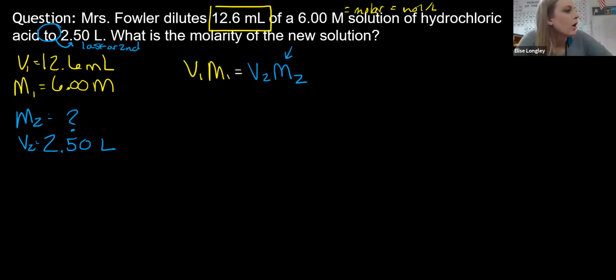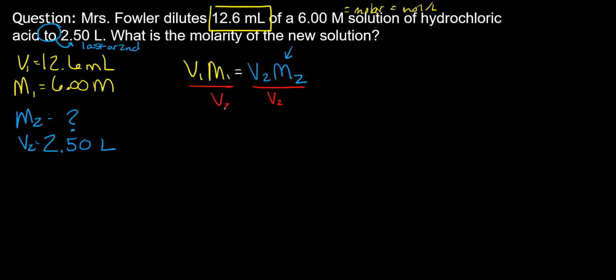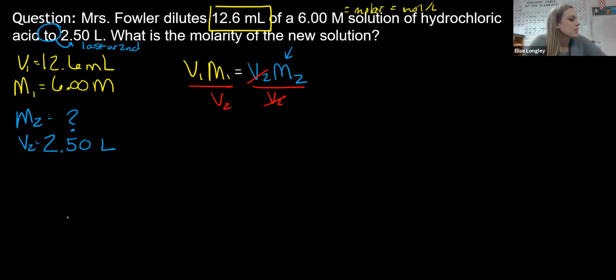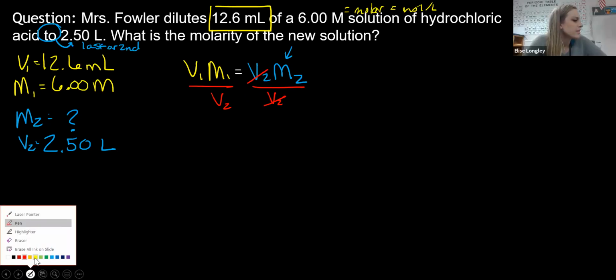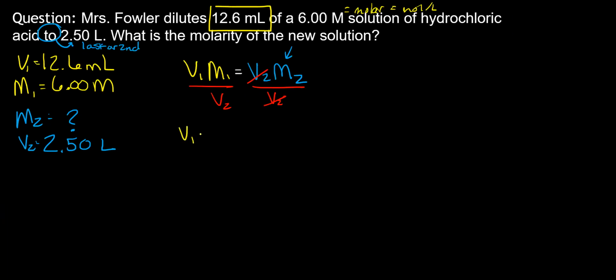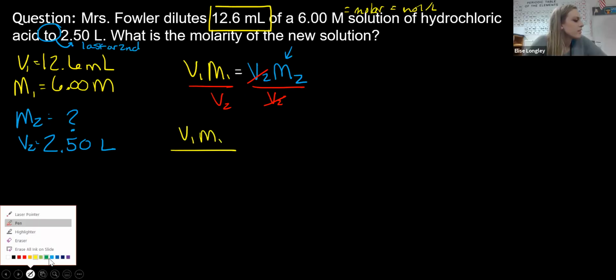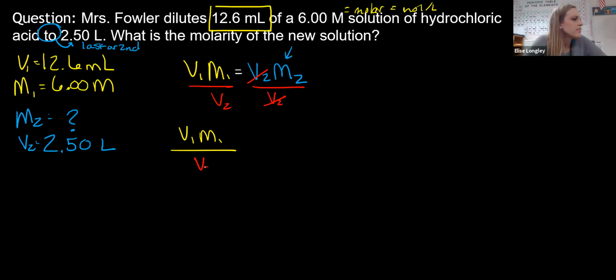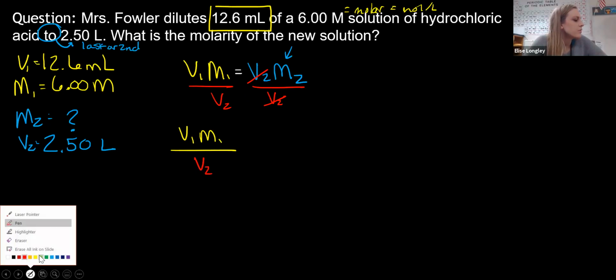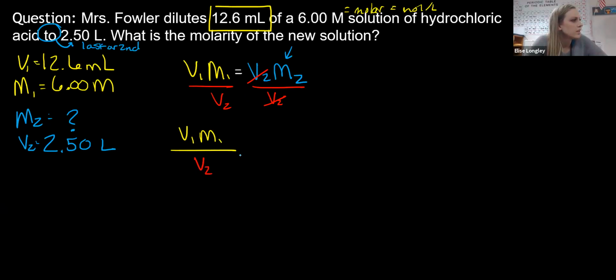There we go. How do I isolate this variable? You can divide by V2. Yes, I divide by V2. That means this V2 cancels. So I get V1 M1 over that V2 is equal to the M2 I'm looking for.